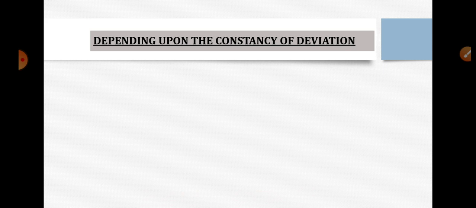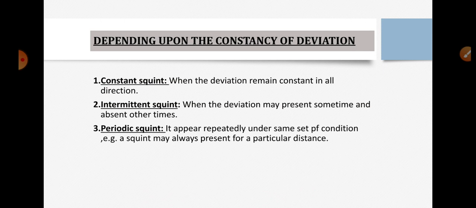Now depending upon the constancy of deviation, constant squint is when the deviation remains constant in all directions. And intermittent squint is when the deviation may be present sometimes or absent other times, that means on and off. And periodic squint, a squint that may always be present for a particular distance of fixation and absent for others, that is periodic squint.